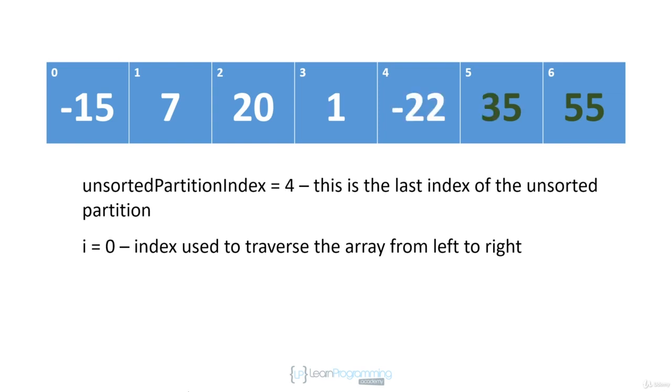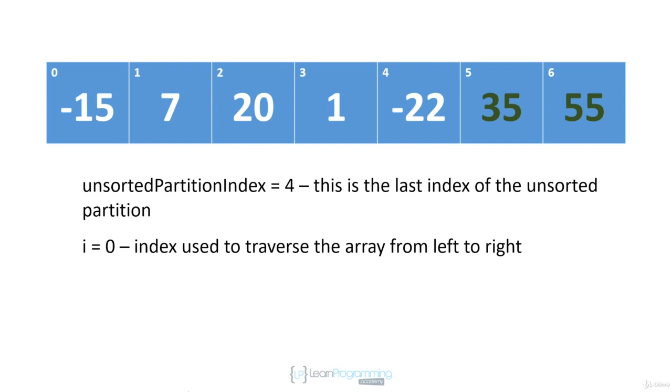And at this point, 35 and 55 are in their correct positions, and we set the unsorted partition index to 4. So now everything in array index 0 to array index 4 is in the unsorted partition, and everything from array index 5 up to the end of the array is in the sorted partition. And we've set I back to 0 because we're now going to repeat the process.